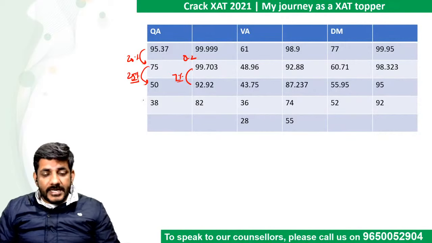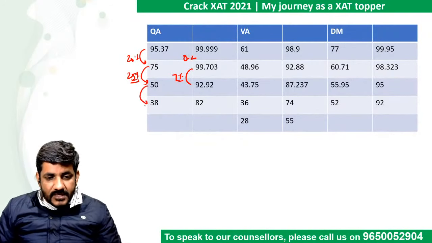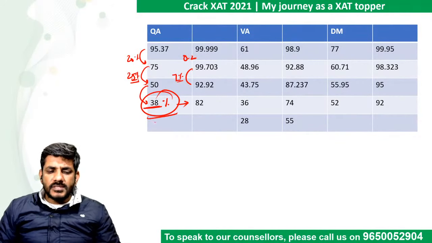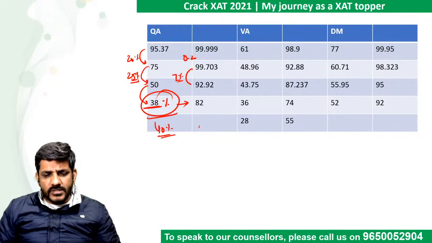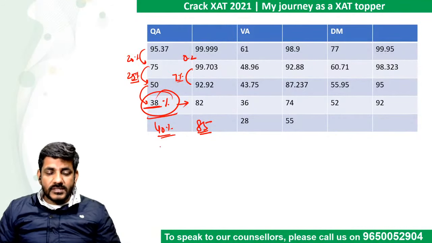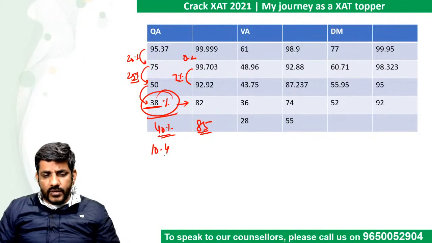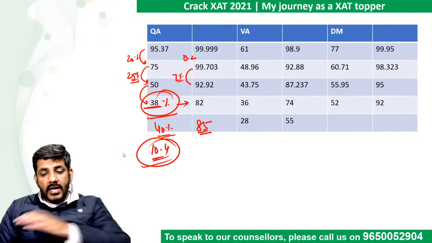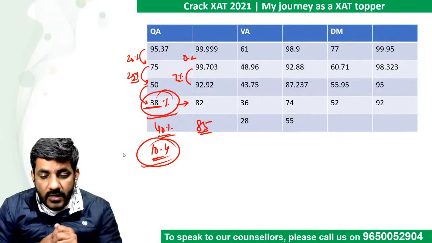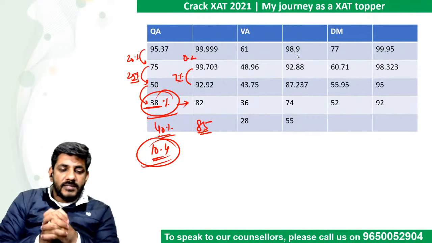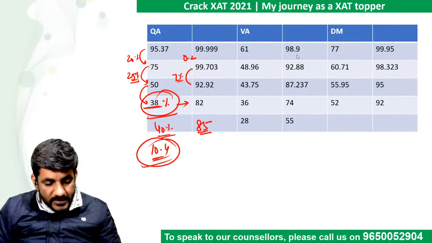But the cutoff was 85, I told you. Coming down from 50 to 38, a 38% score is giving you 82 percentile. So let us say 40% was giving you 85 percentile. 40% out of 26 questions, 40% of 26 is 10.4. So approximately 10-11 questions in quant are actually clearing your cutoff in quantitative ability. Isn't it? A score of approximately 10 is clearing your cutoff in quantitative ability.